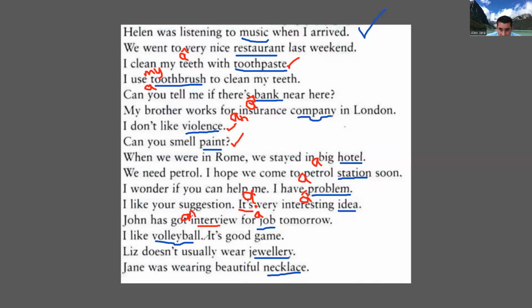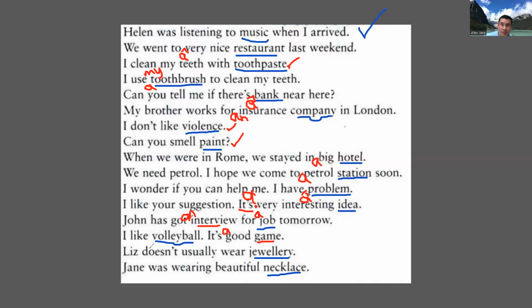I like volleyball. It's not countable. It's a good game. I was going to focus on that, but I didn't. So I want you to check volleyball. I know that students sometimes say, I like a football, I like a basketball, but it's not correct. So you should say, I like volleyball, right? And it's a good game. I would probably say sport. In America, we usually say sport, but you can say game. It's a good game. It's a good sport.